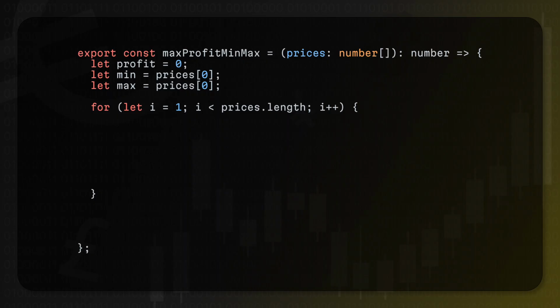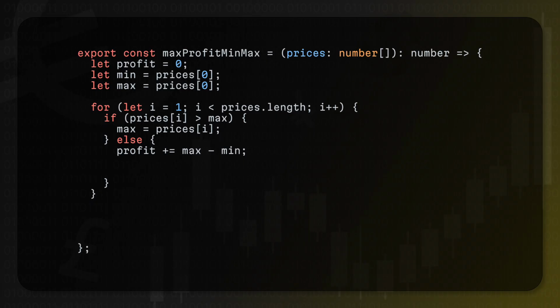On each iteration, we check if the current day's price is higher than max. If it is, that means the price is still going up, so we simply update max and continue. But if the price is lower than max, it means the upward trend has ended and the price started to drop. At this point, we commit the profit and simulate selling the stock at the previous day's price.